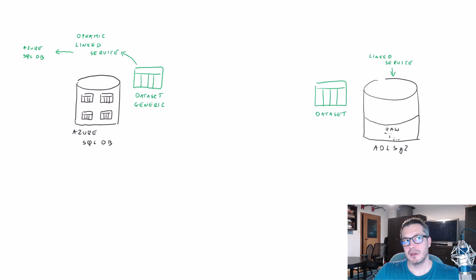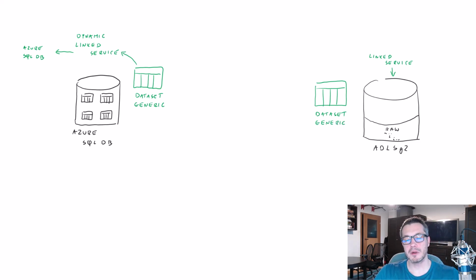And can we reuse the dataset that we created previously? Not really, because it pointed to a specific file in our data lake. And this time we would like to reuse it for every table that we process. So it means that it has to be dynamic as well. Like in case of source dataset, this dataset has to be quite generic or dynamic.